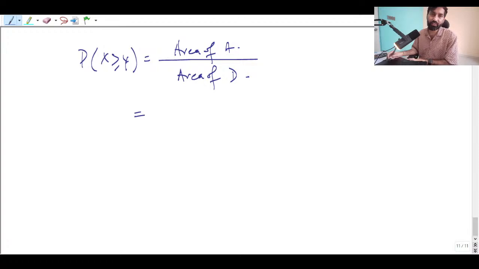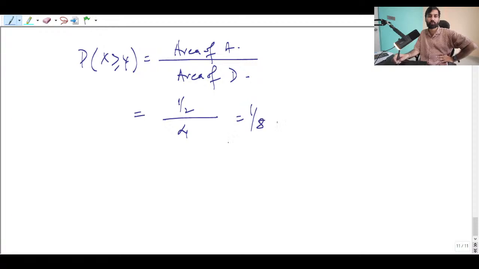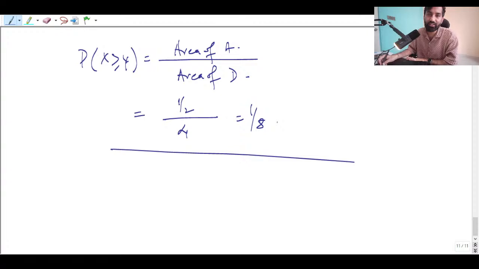And what is the area of the square? So that is 1 by 2 times, that is 2 into 2, that is 4, right? So the answer for this question is 1 by 8. Yeah, so you can solve that. 1 by 8 means 0 point something, 125.